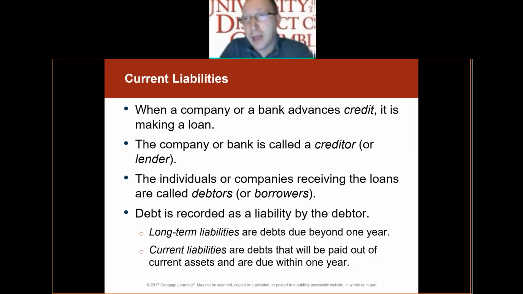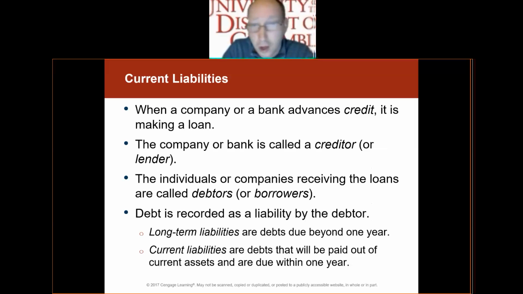When a company or a bank advances credit, it is making a loan. So for example, if you have a credit card, if you have a payday loan, if you have a short-term loan, if you have a home equity loan, these are loans made by the bank that you pay back on a regular basis, typically within less than a year. Another one would be a credit card. Most of you have that.